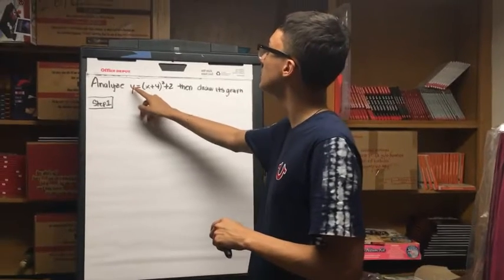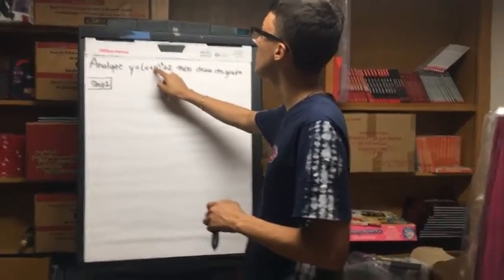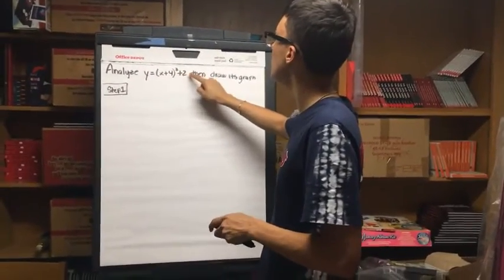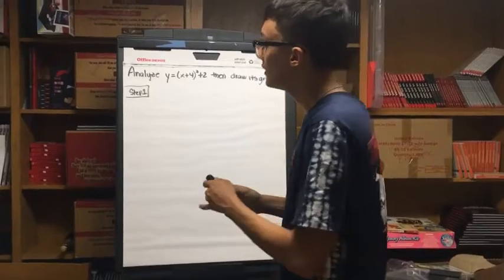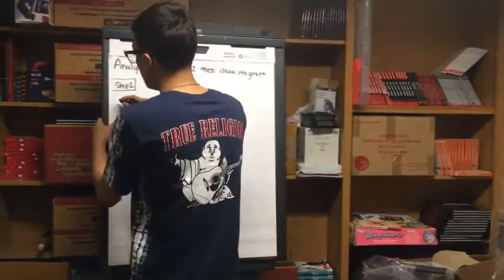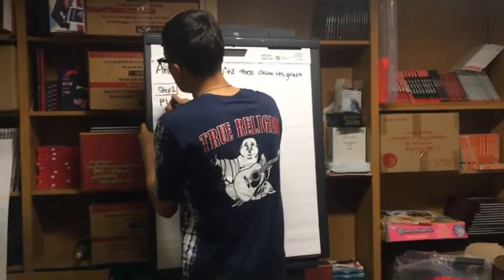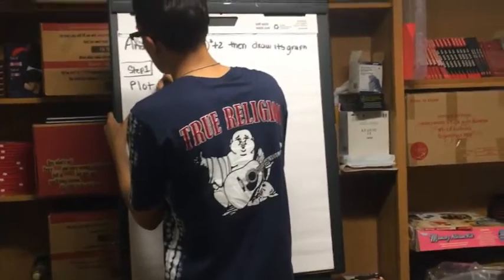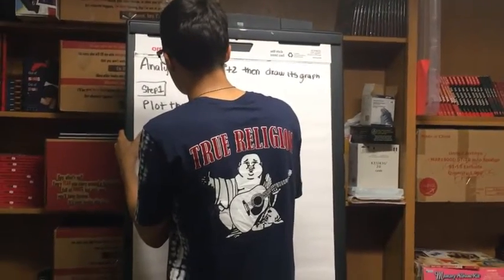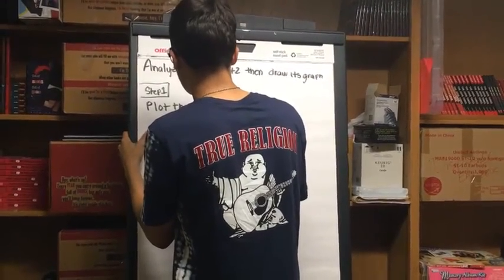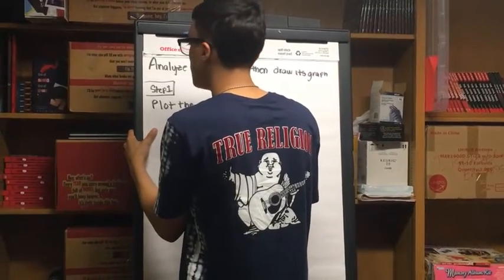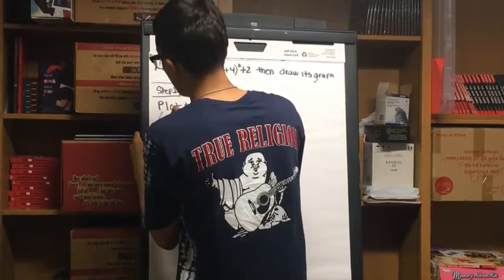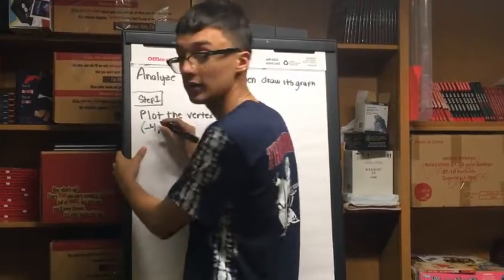Now we're going to analyze y equals (x plus 4) squared plus 2, then draw its graph. Alright, step number 1 is going to be to plot the vertex, which is going to be -4 and 2.